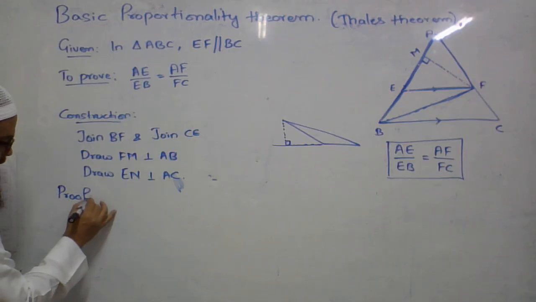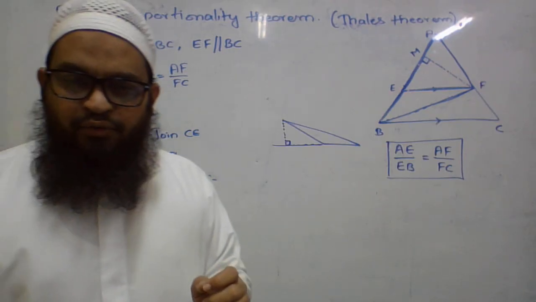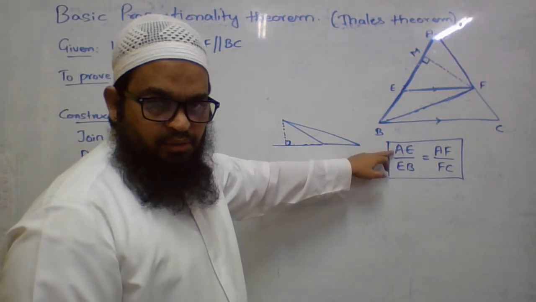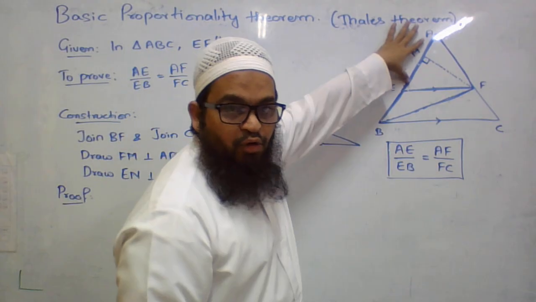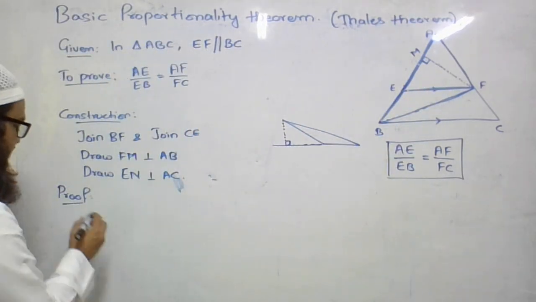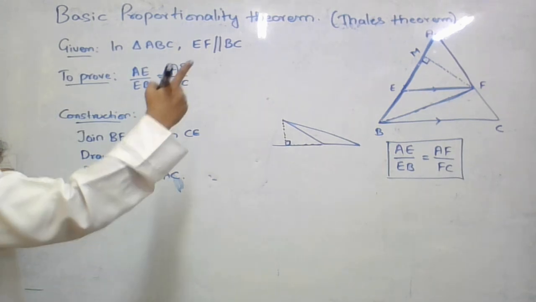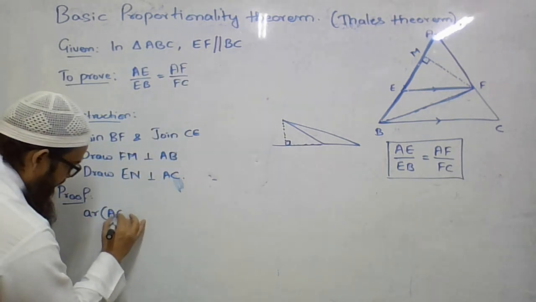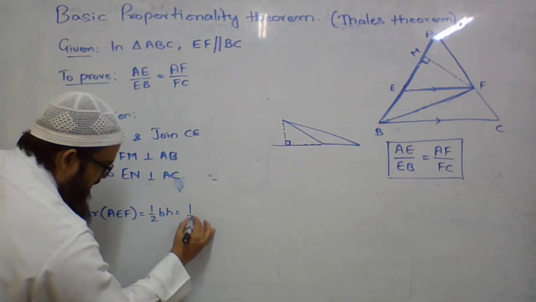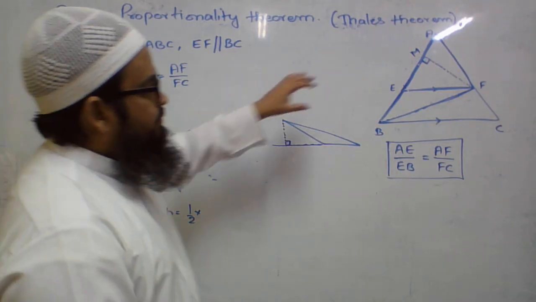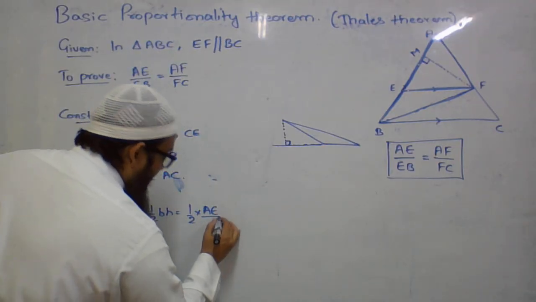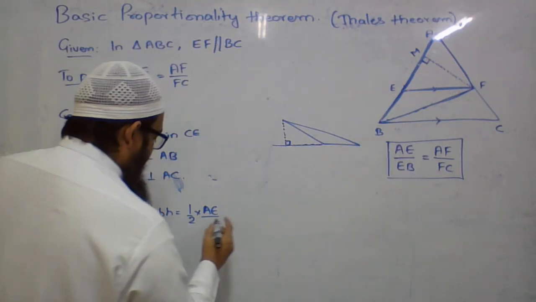What did I tell you? The concept revolves around the areas of triangles. So first find what is AE. Let us find the area of the triangle which is on the top. So what is the area of AEF? That is equal to half base into height. That is equal to half into what is the base? AE. Okay, by what is the height? MF.